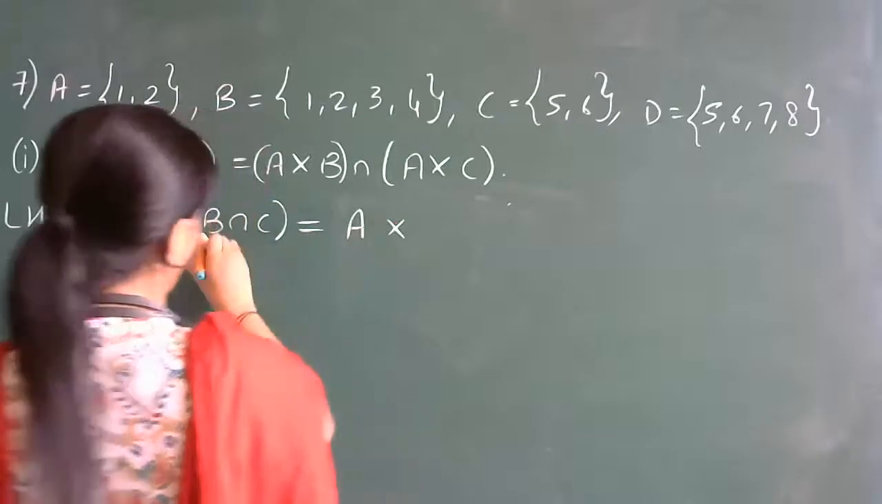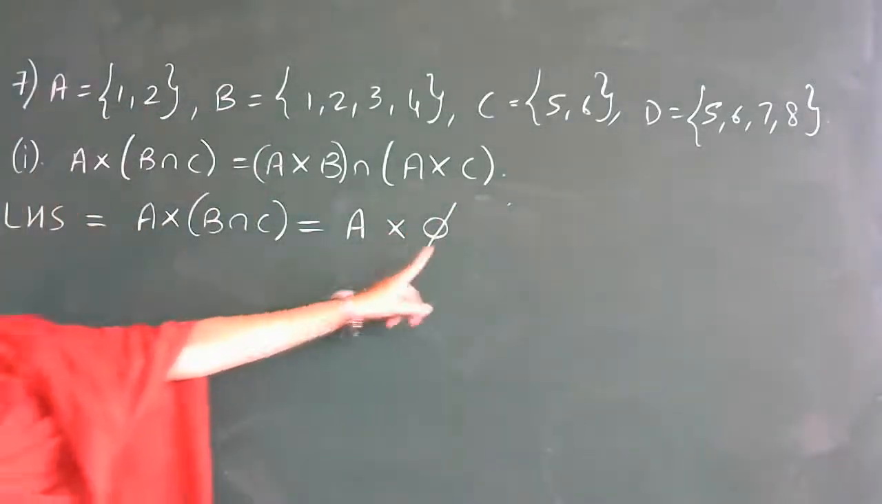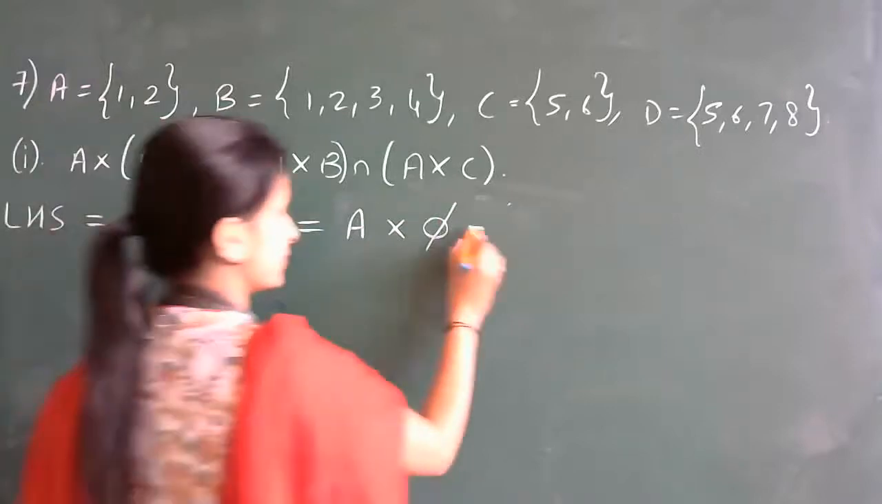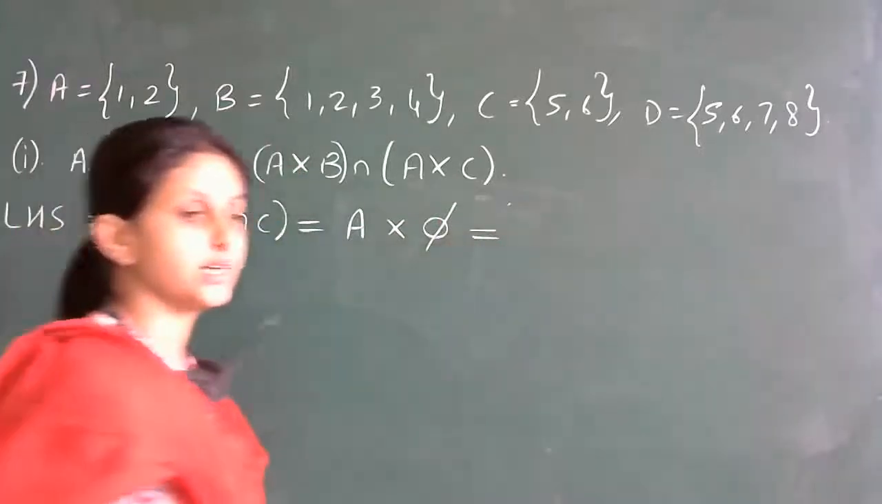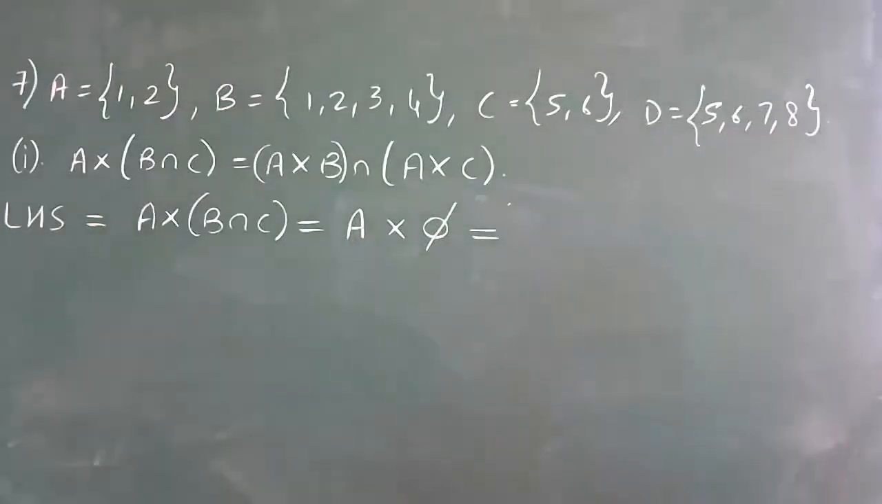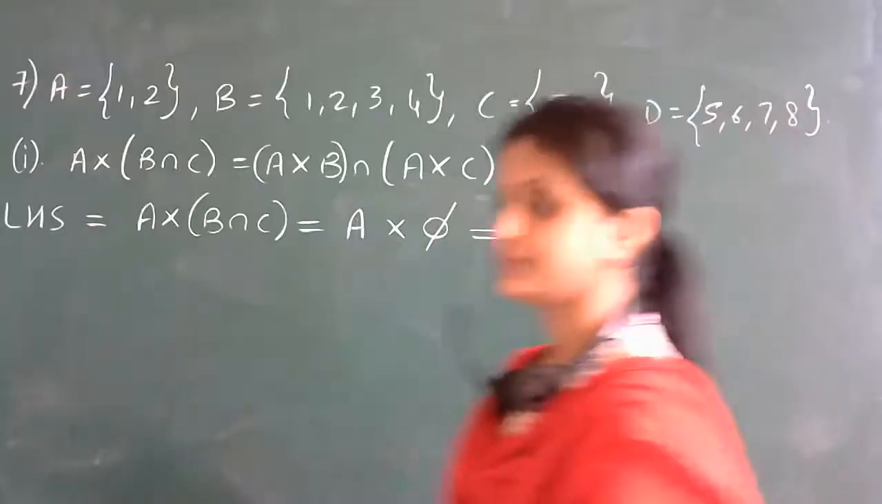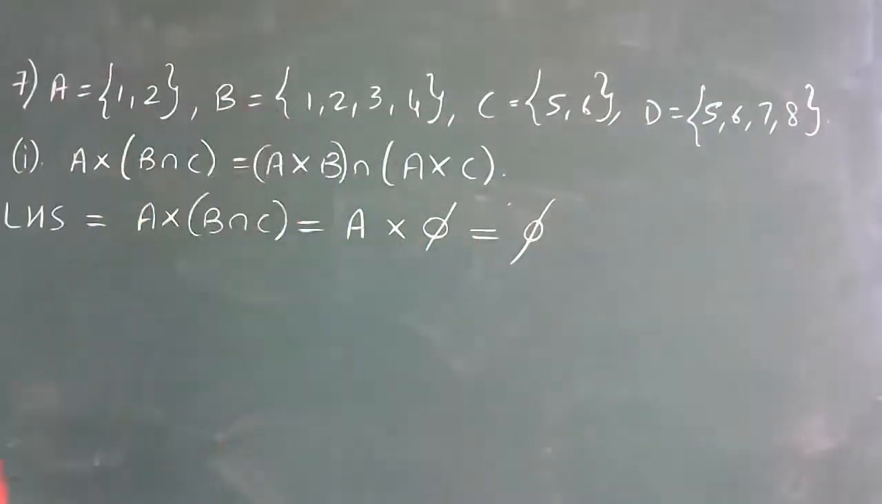A cross (B intersection C), and B intersection C is the null set. So what will be A cross null set? Cartesian product of any set with the null set is equal to what? Very good. It is equal to the null set.